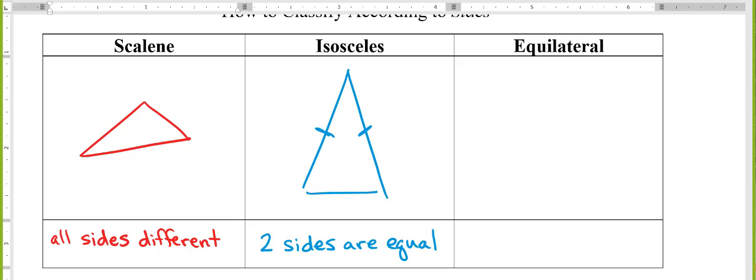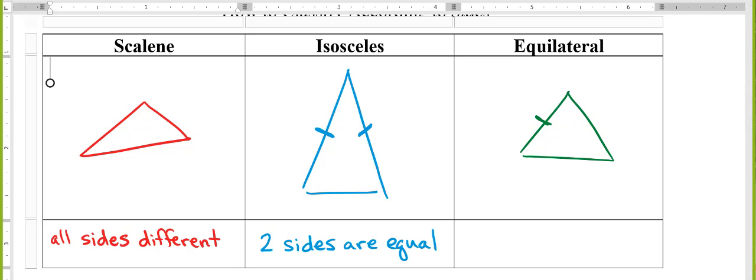The way we denote that the sides are equal, we put these little tick marks. We put 1 tick mark on each side, and it tells us those sides have equal length. The third way we can classify, what if your triangle looks like this and all 3 sides are the same? All 3 sides are equal. That's called an equilateral triangle, when all 3 sides are equal.